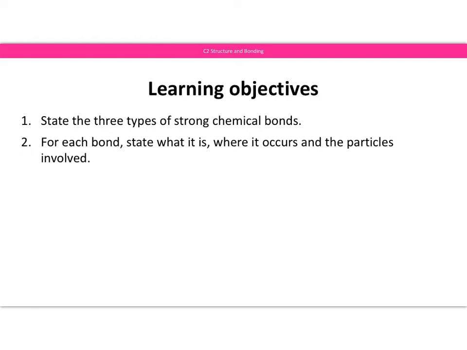And then the next learning objective says for each type of bonding, state what it is, where it occurs, and the particles involved. So we might not cover every single part of that statement immediately, but we'll certainly cover the important parts, and we will certainly cover the other parts in the next few minutes.